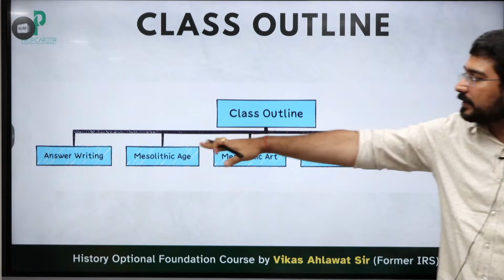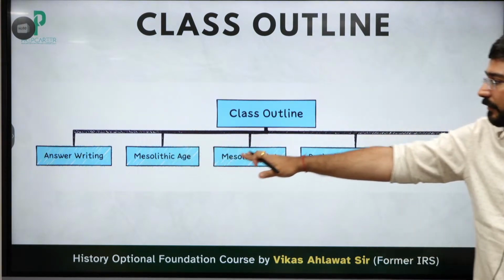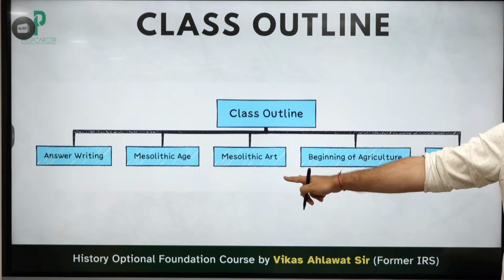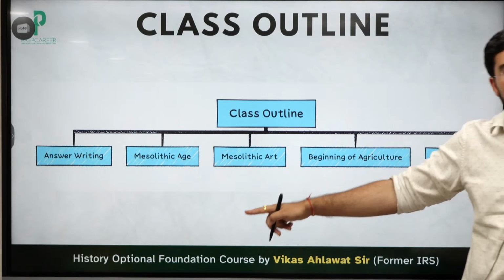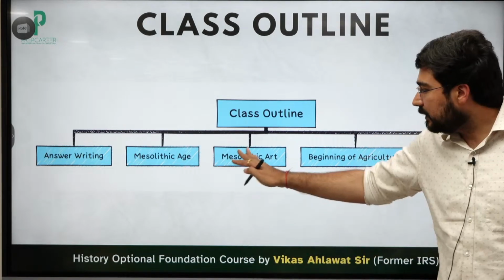So this is done. Answer writing we have done. We'll shift to this art. Mesolithic art is very important. UPSC has asked a question in general studies in 2015. Okay. So that is why it is important.